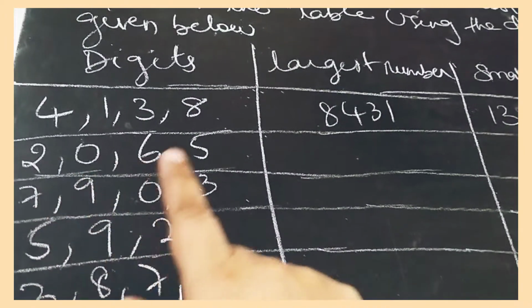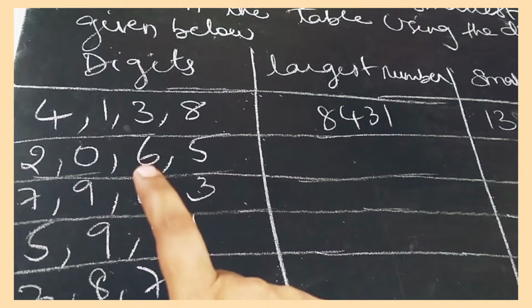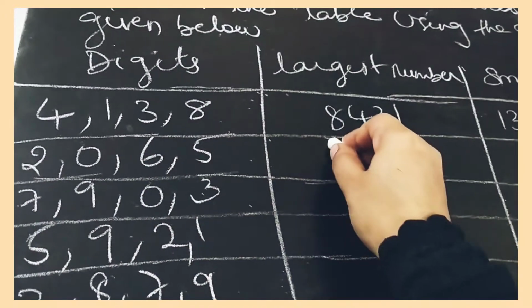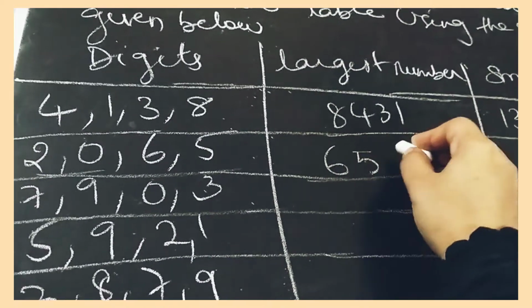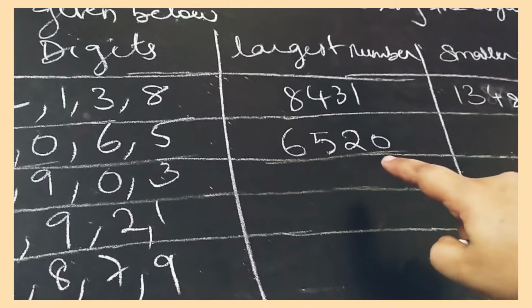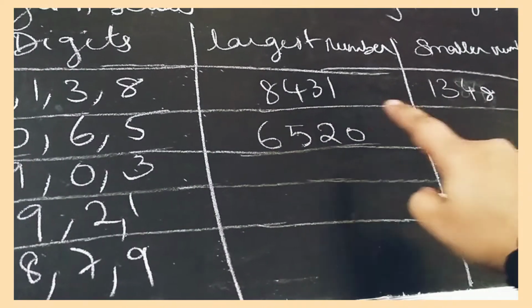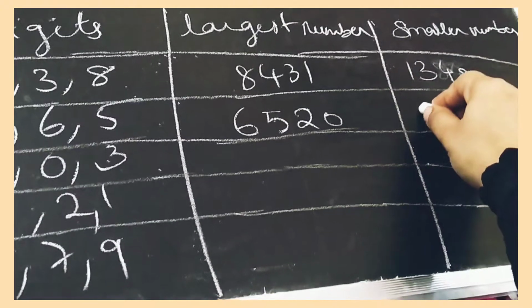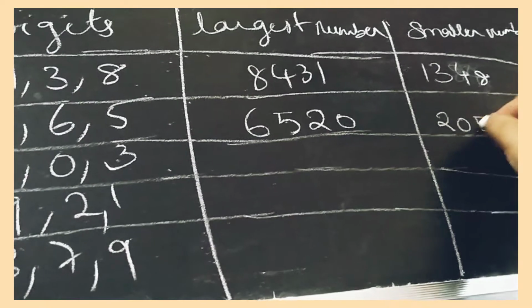So here 2065 is there. In these 4 digits, which is the smaller number, which is the larger number? 6, then 5, then 2, then 0. 6520 is the larger number. The smaller number means don't start from 0. We will take 2, then 0, then 5, then 6.